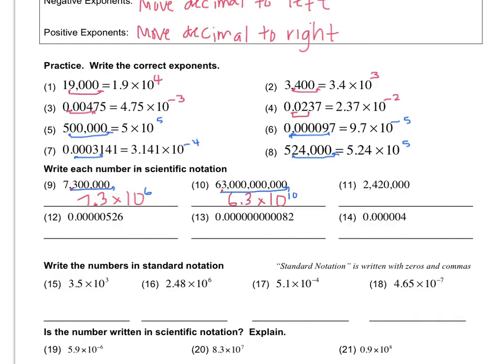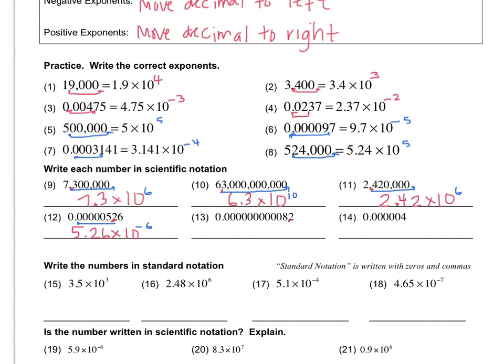So let's put our decimal point between the 2 and the 4, because that's the only spot. So I get 2.42 times 10, and the exponent here, it moves to the right, is 6. This decimal goes between the 5 and the 2, so I have 5.26 times 10. The exponent is moving to the left 6 spaces, so that's negative 6.